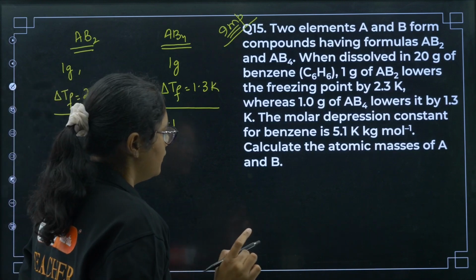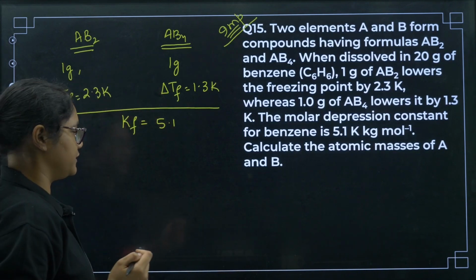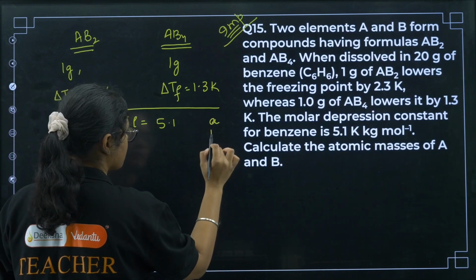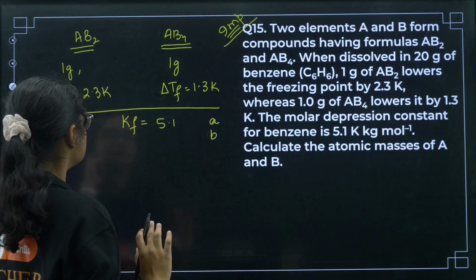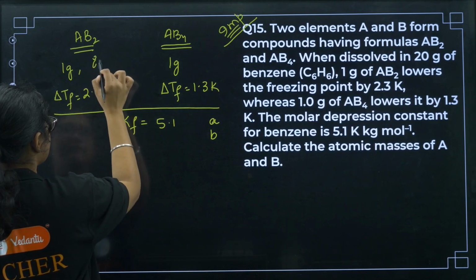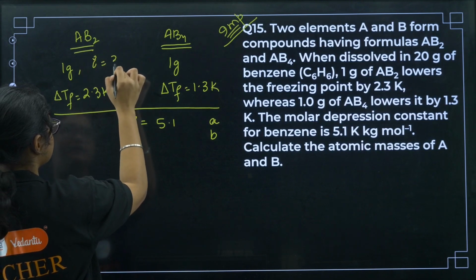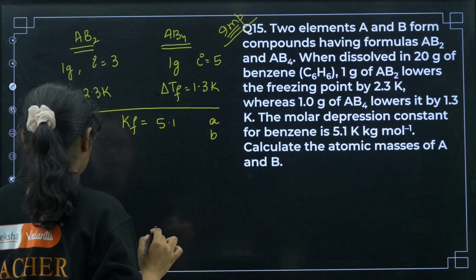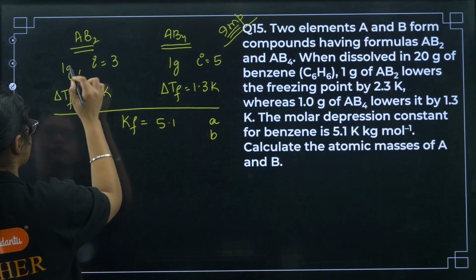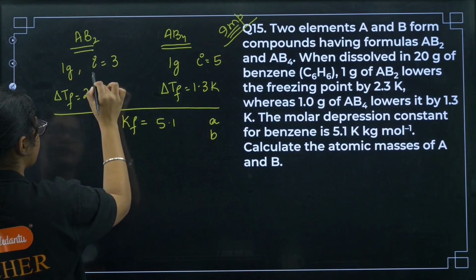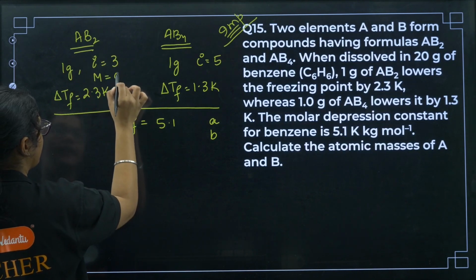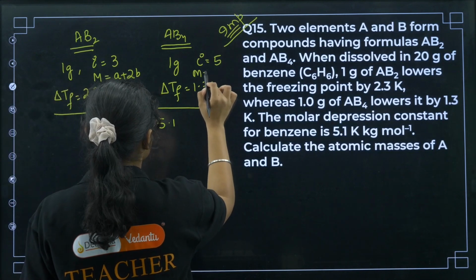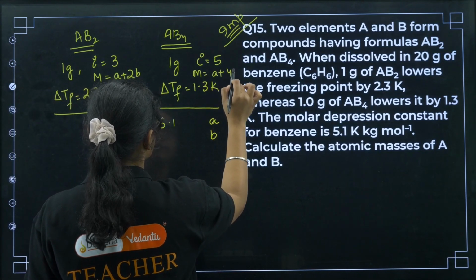Fine. So now how to do this question? Let us take the atomic mass of A as small a and atomic mass of B as small b. Now what will be the i value? If it dissociates, we will get i equal to 3 here and i equal to 5 here. What will be the molar mass here? M will be a plus 2b, and here M will be a plus 4b.